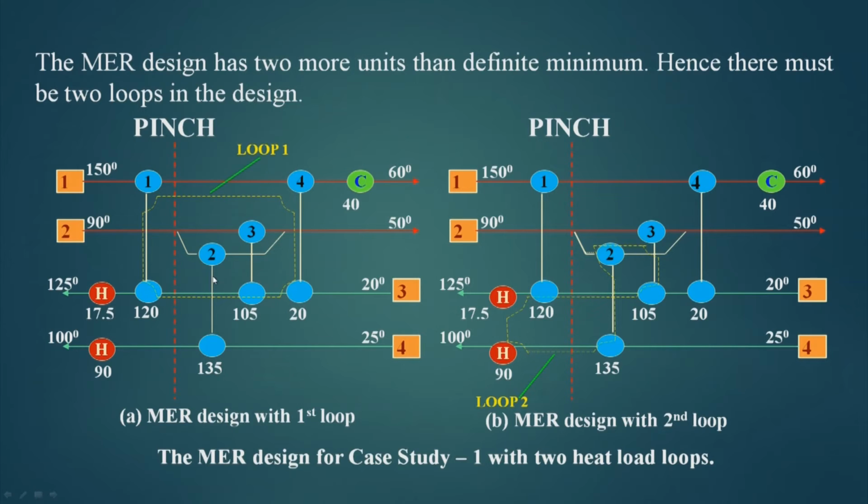Now, our aim is to break these loops to decrease the number of units. What should be the scientific way of loop breaking, so that the penalty is minimum? This is what we have to search.